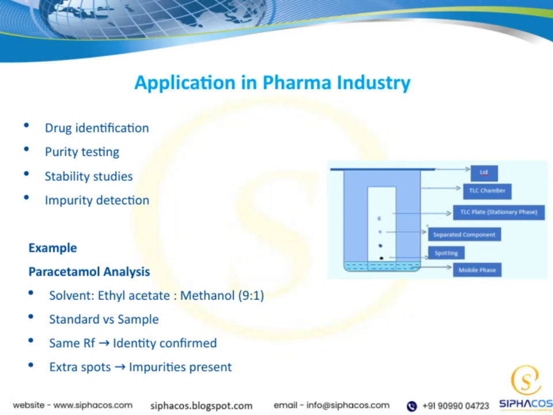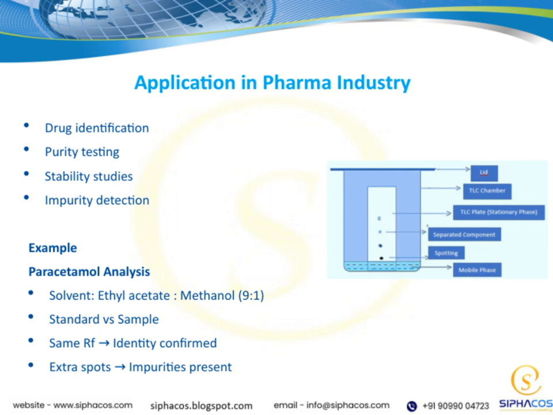First, we used a solvent mixture of ethyl acetate and methanol in a 9:1 ratio. This helps us separate the components effectively during chromatography. When comparing the standard and the sample, if they have the same RF value, that confirms the identity of paracetamol in the sample.